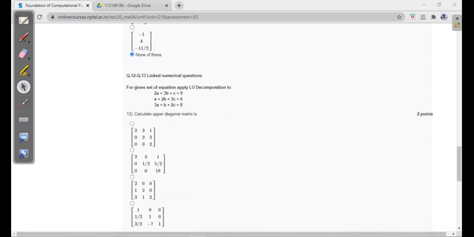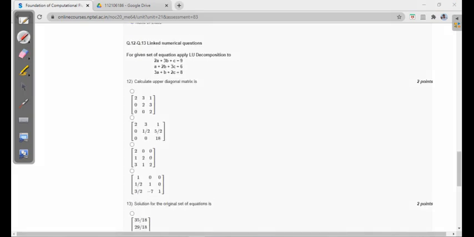Question number 12 and 13. For a given equation set, apply LU decomposition to calculate the upper triangular matrix. This option is incorrect because this is a lower triangle. This is also a lower triangle. So we have to check whether the first is correct or the second is correct. So no need to calculate in detail. The correct answer is second.